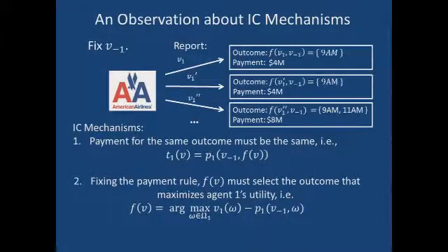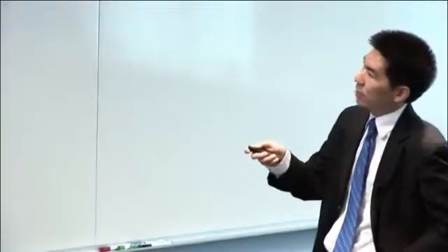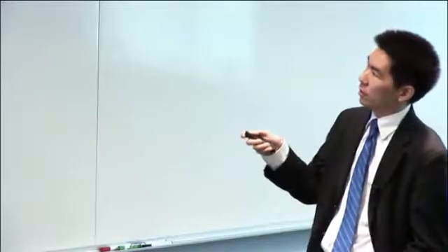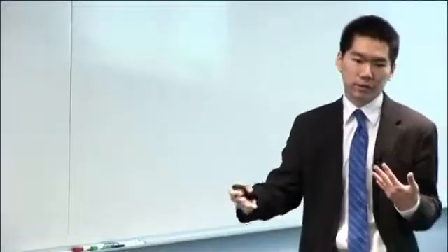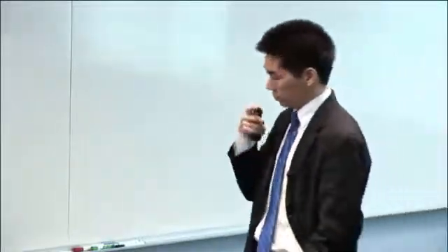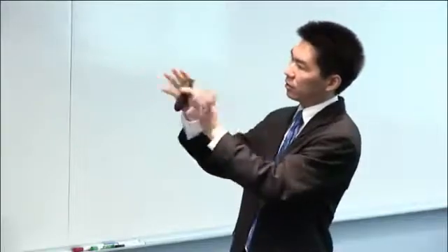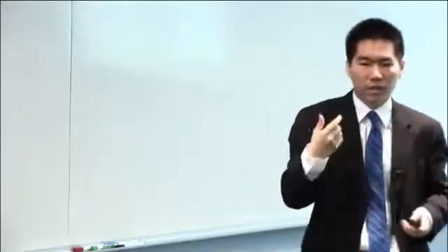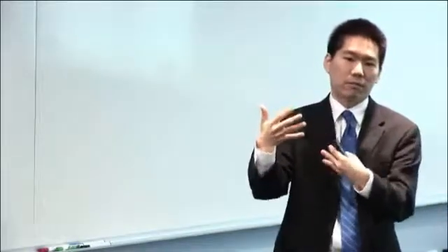The second observation is that by changing our report, we have a way to get different outcomes. For every outcome, there's a fixed payment, since the payments can't differ for a given outcome. So essentially what an agent is deciding is, this is my valuation, and I can get all these different outcome-payment pairs. So what should I report to get the outcome-payment pair that maximizes my utility?